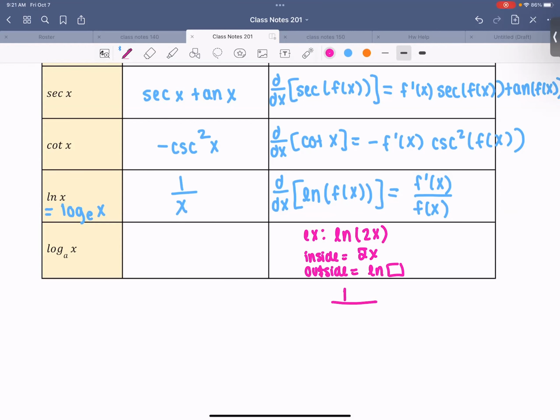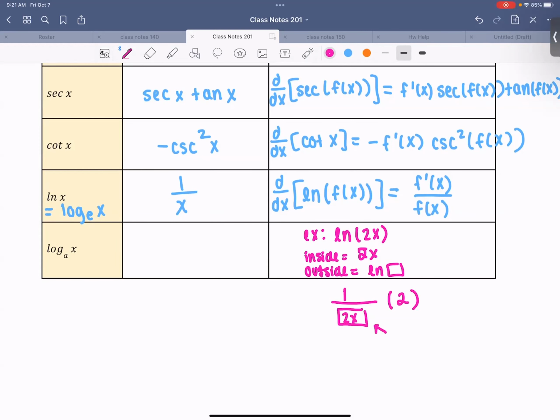It's 1 over x, but instead of x, we have a box, right? So that's why we have f of x on the bottom. Okay. Now on the top, we have the derivative of the inside, right? We want to multiply by the derivative of 2x. And what's the derivative of 2x? 2, good. Okay, now instead of writing the box, we can write our function.